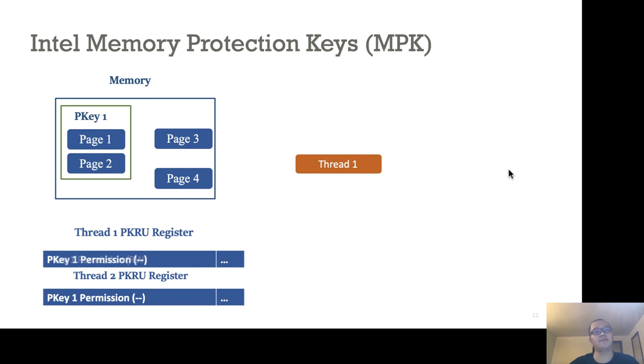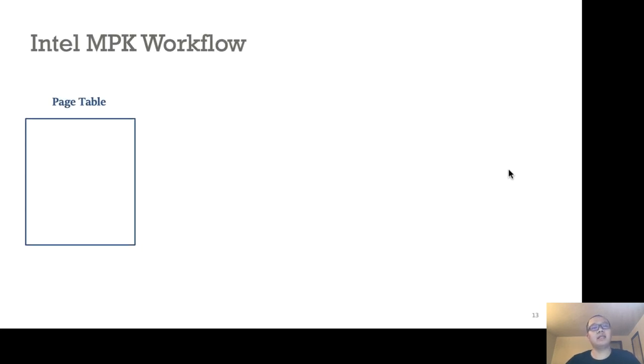And after that, when thread 1 wants to access this PK's pages, the access will also fail. And let's take a look at more detail about the MPK.